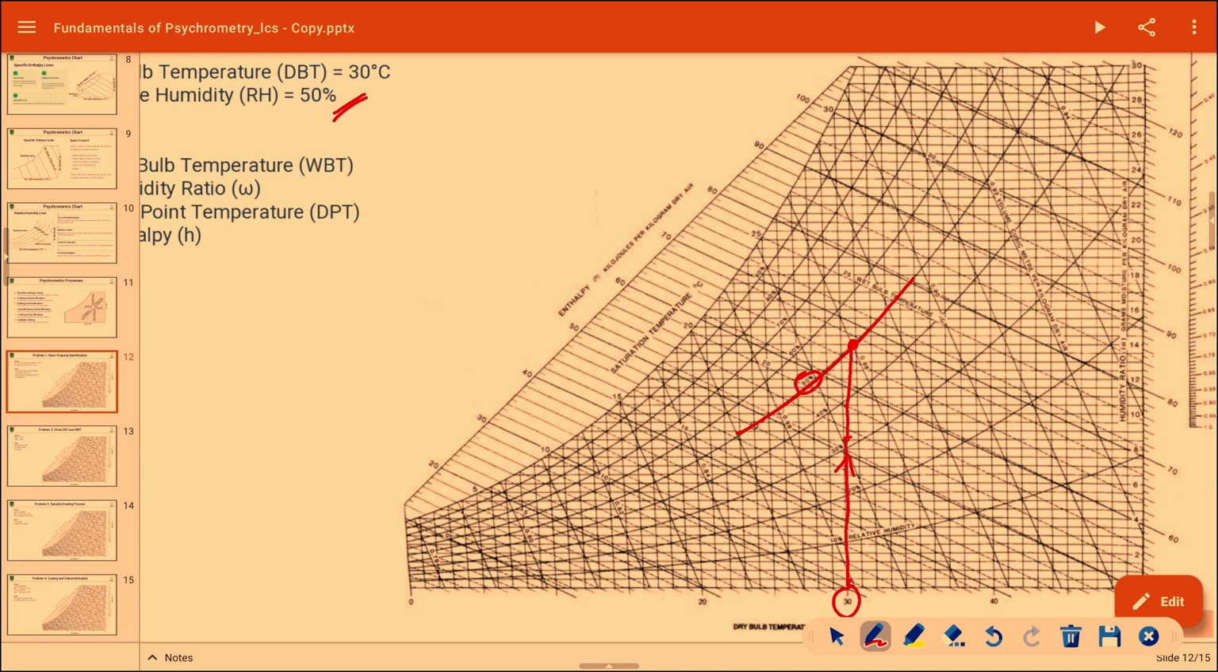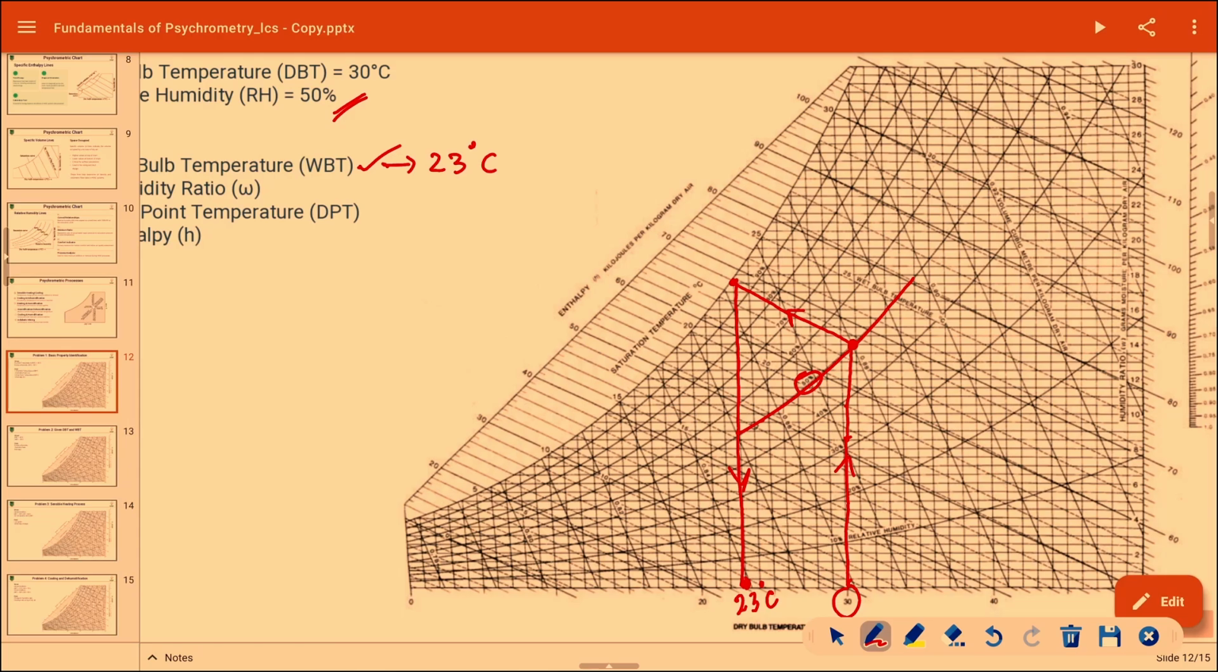From here on we can very quickly finish the remaining part. To find the WBT, the wet bulb temperature, draw a line parallel to the constant WBT lines. Though these are constant wet bulb temperature lines, you have to draw till it hits the saturation curve. From here draw a horizontal line. And what temperature is this? 21, 22, 23 degrees Celsius. So approximately 23 degrees Celsius is the wet bulb temperature.